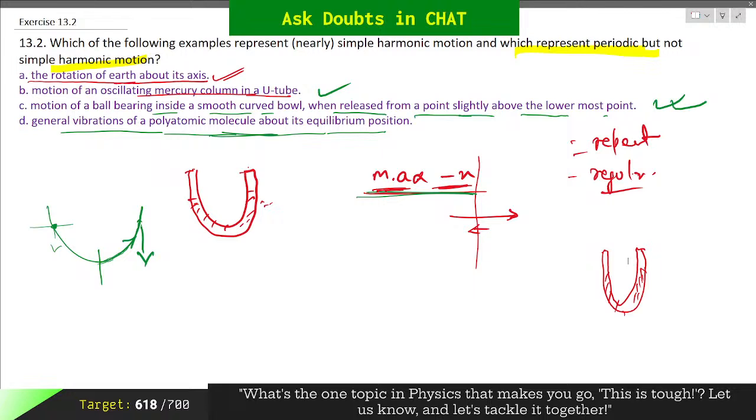Now the fourth option is general vibration of a polyatomic molecule about its equilibrium position. So the vibration of a polyatomic molecule involves movement of atoms about their equilibrium position. These vibrations can include various modes and frequencies, so altogether this motion can't be termed as simple harmonic, but individual motions are. So we can't say that it is a simple harmonic motion, but it is periodic.